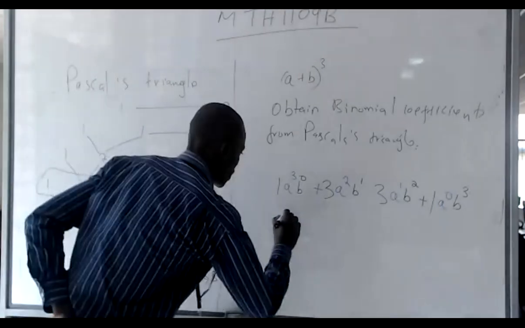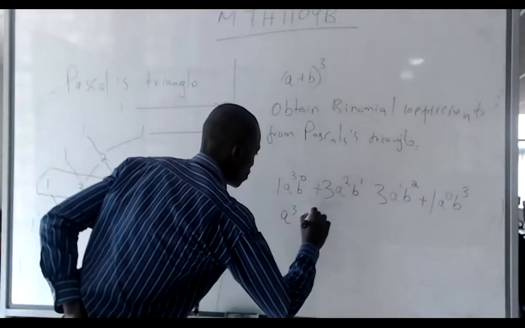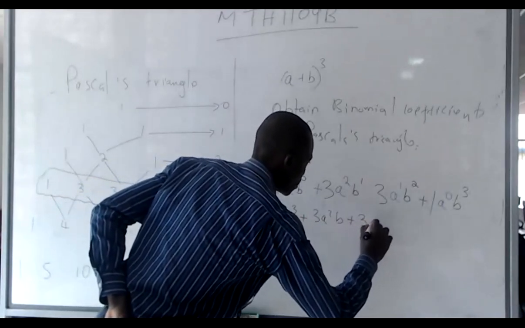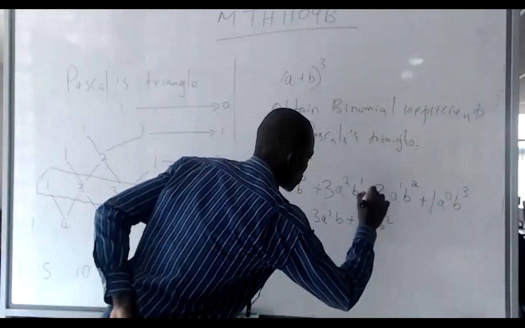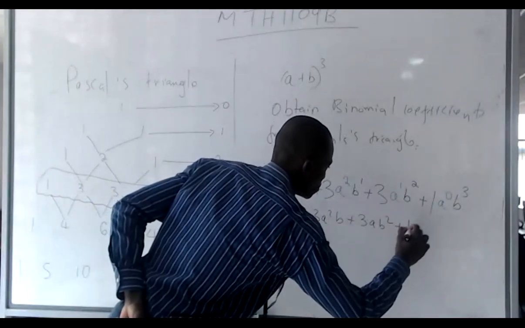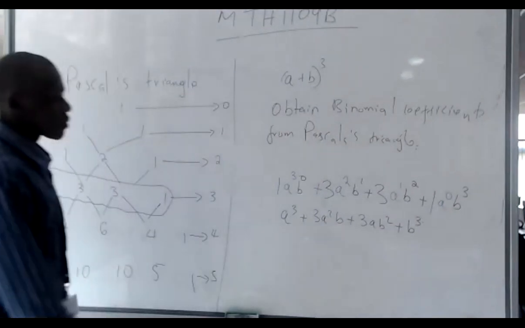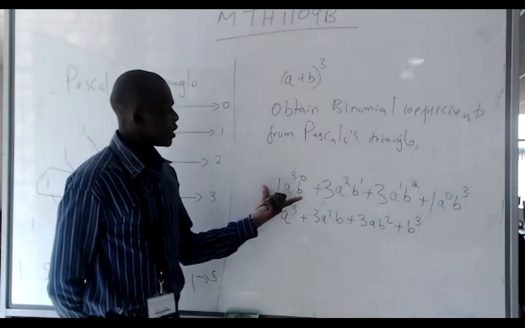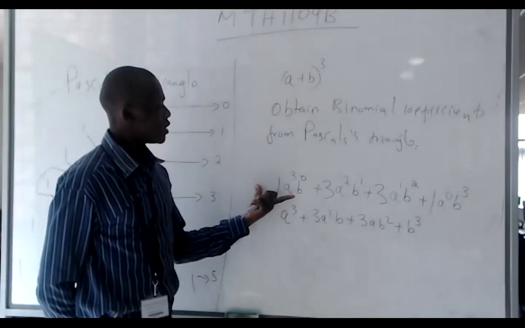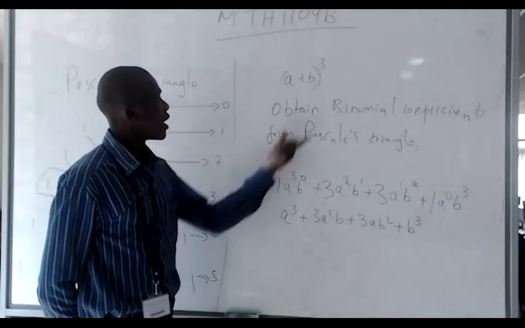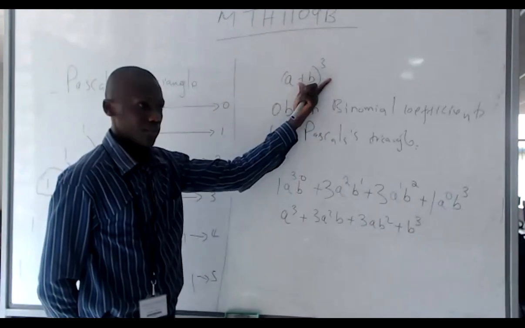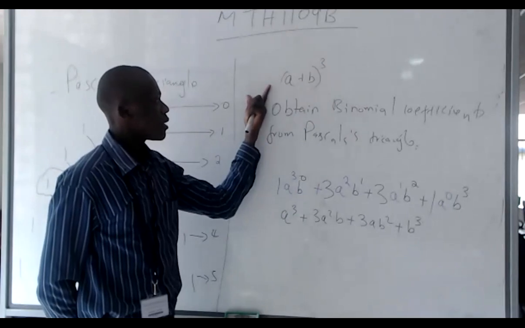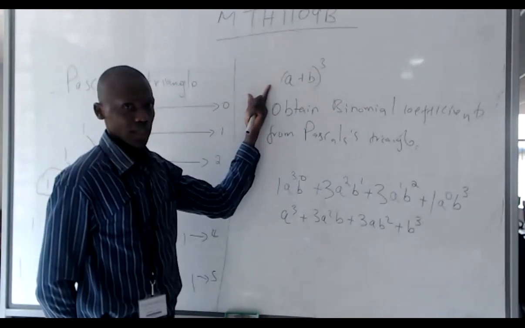So at the end of the day, you have A cubed plus 3A squared B plus 3AB squared plus B cubed. I could also do the same thing in the reverse order. This process is symmetric. I could start with the second term and decrease its powers, then increase the powers of the first term. I will still get the same answer.